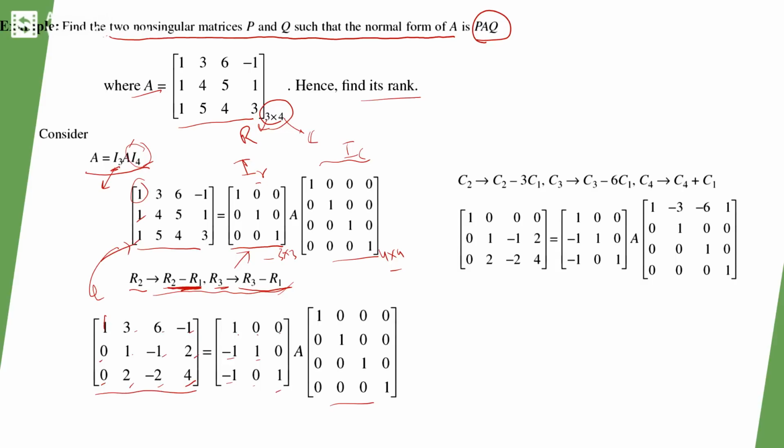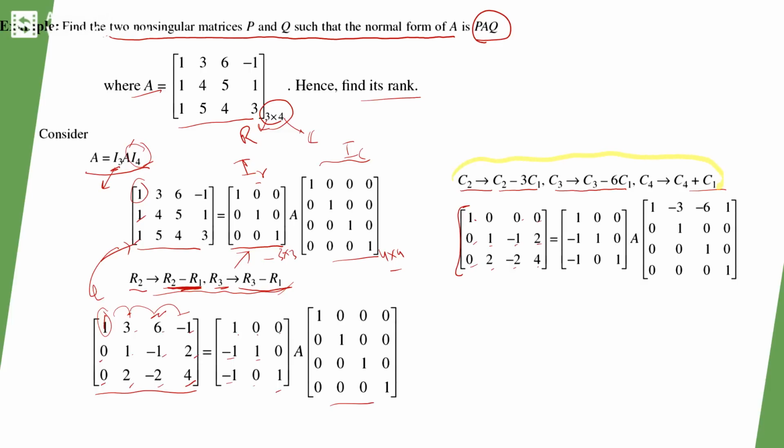For that, by the help of that element, we convert it into 0 by using the row transformation. So apply the operation on C2, C3, C4. So C2 is what? C2 minus 3 times C1. And on C3, we apply the operation C3 minus 6 times C1. And on C4, we apply the operation C4 plus C1. So the matrix becomes [1, 0, 0, 0; 1, 2, 0, -1; 2, 0, 2, 4].